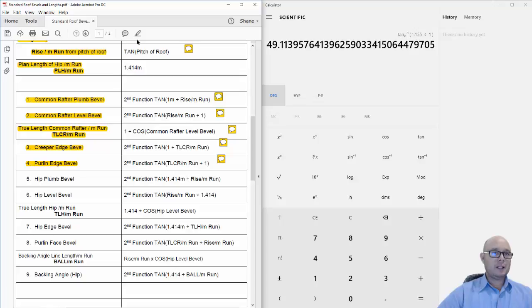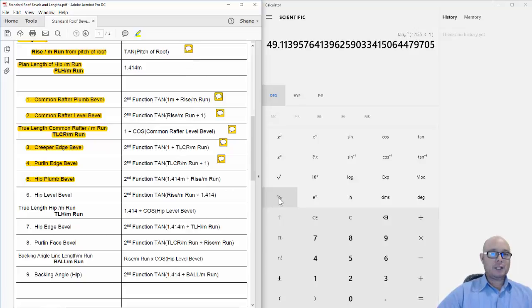So I'll go on to the next calculation, and the next calculation is bevel number 5, which is the hip plumb bevel. And the formula for that is second function tan, and then we've got bracket 1.414, which is the plan length of the hip per metre run, divided by the rise per metre run, which is 0.577.